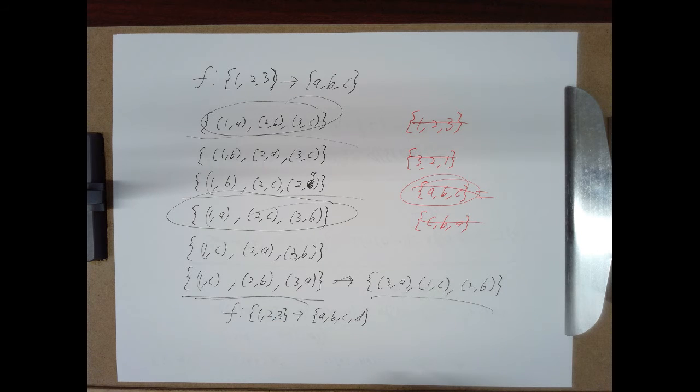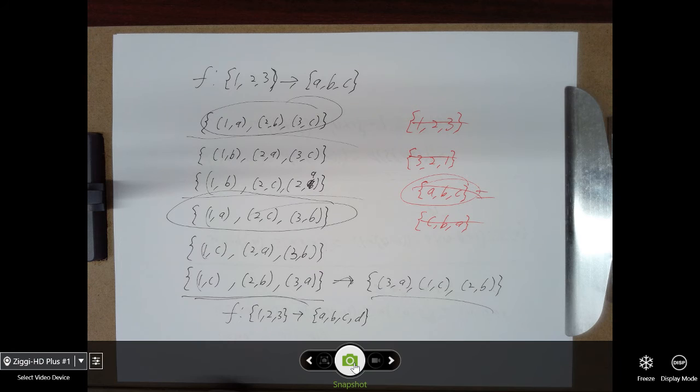So there are no bijections from a finite set to a finite set that's larger. But for infinite sets, that's not the case. Well, for infinite sets, that doesn't even mean anything.